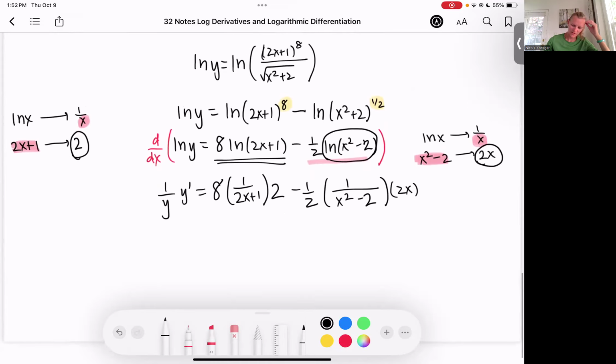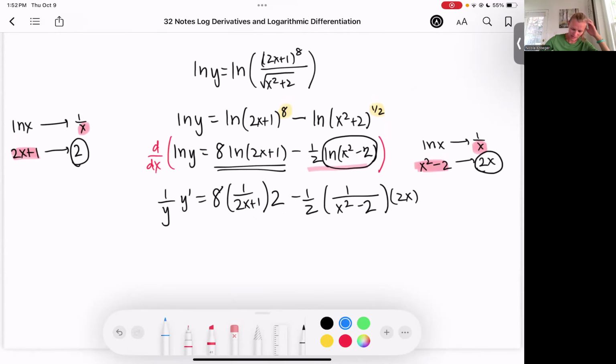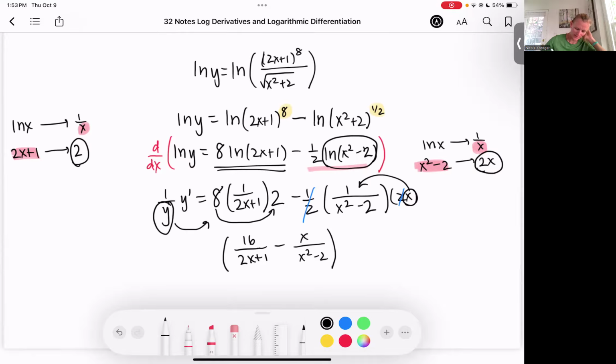Okay. I'm going to simplify this just a tiny bit. I noticed that the 1/2 and the 2 will cancel each other out. The 2 times the 8 will give me a 16. So I can write this as 16 over 2x plus 1. That doesn't simplify any further. And then this x I'll put up top. So I can write x over x squared plus 2. If you didn't simplify that at all, that would be okay. And then I'm going to multiply the y over on that side. So I get y prime is equal to that whole expression.